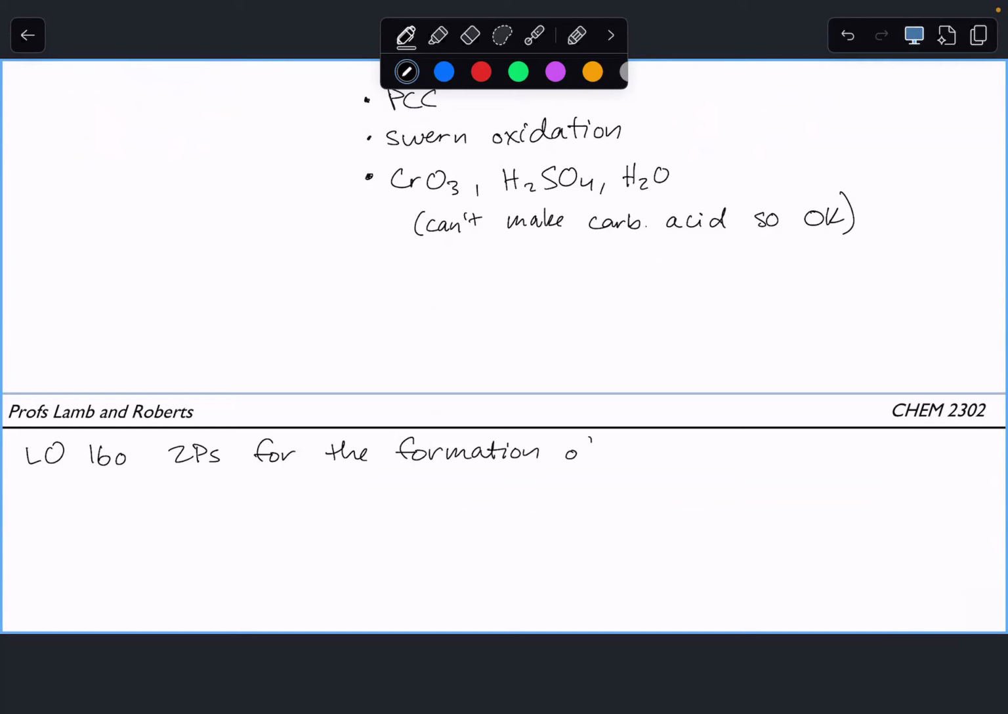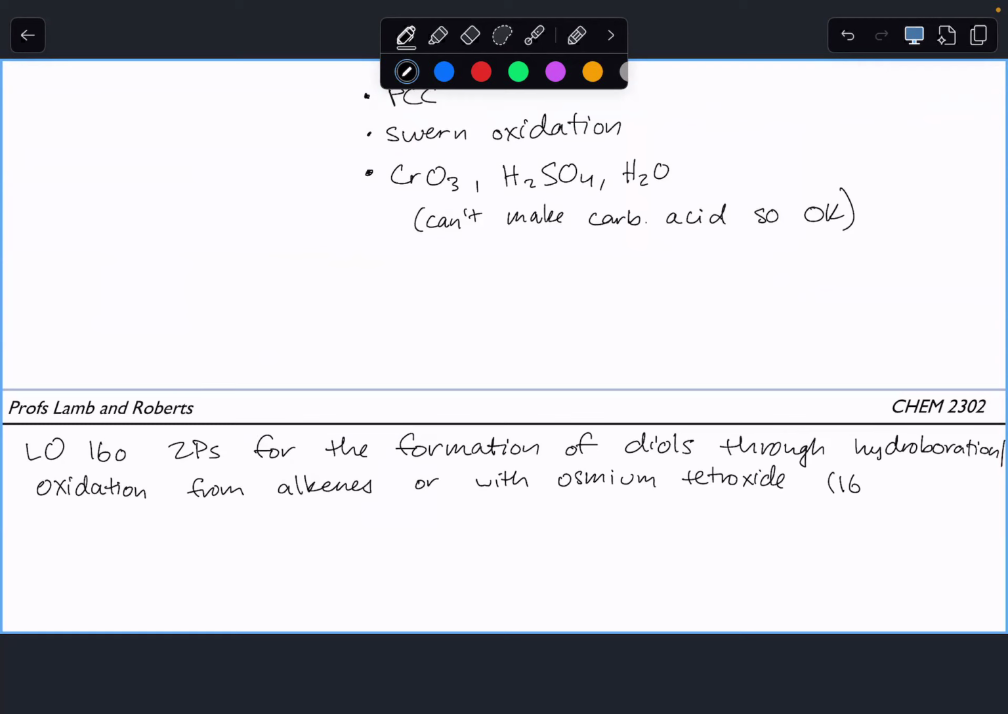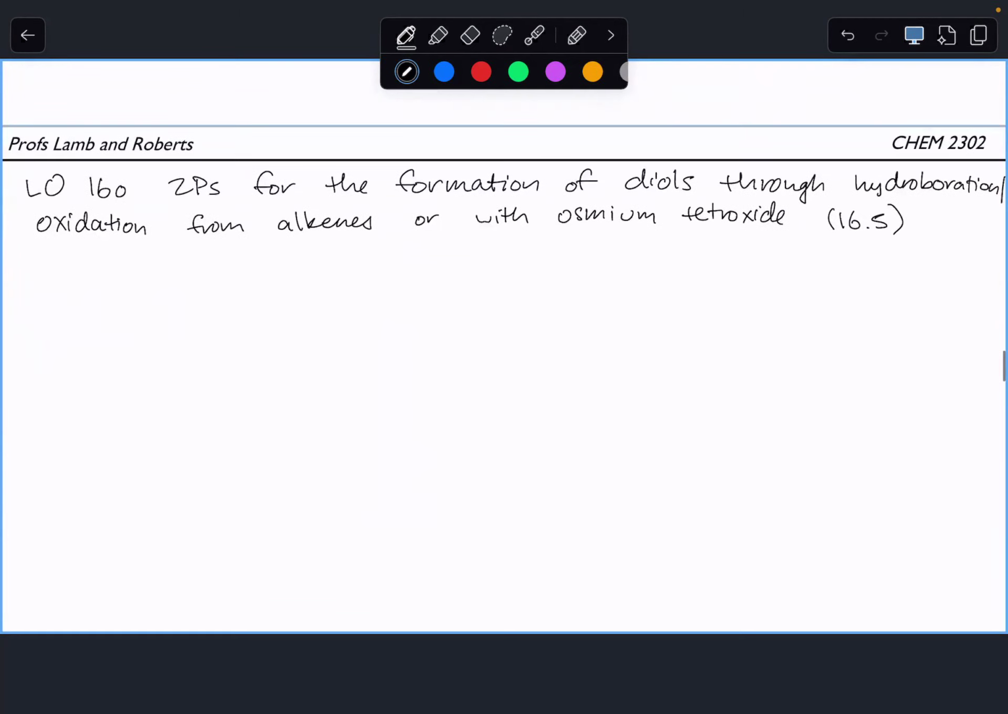So the two Ps for the formation of diols through hydroboration, oxidation, from alkenes, or with osmium tetroxide. Also 16.5. All right, so this is now forming diols, so two alcohols in the same molecule through oxidation from alkenes.